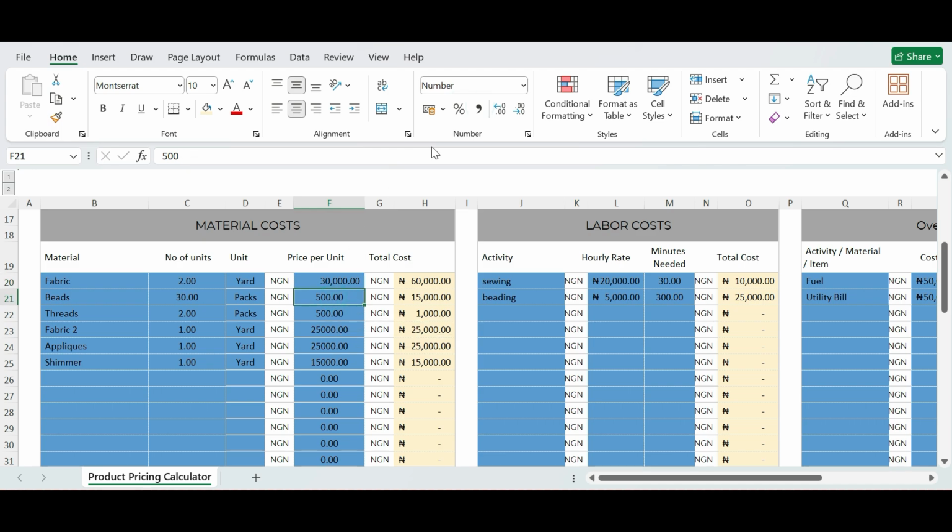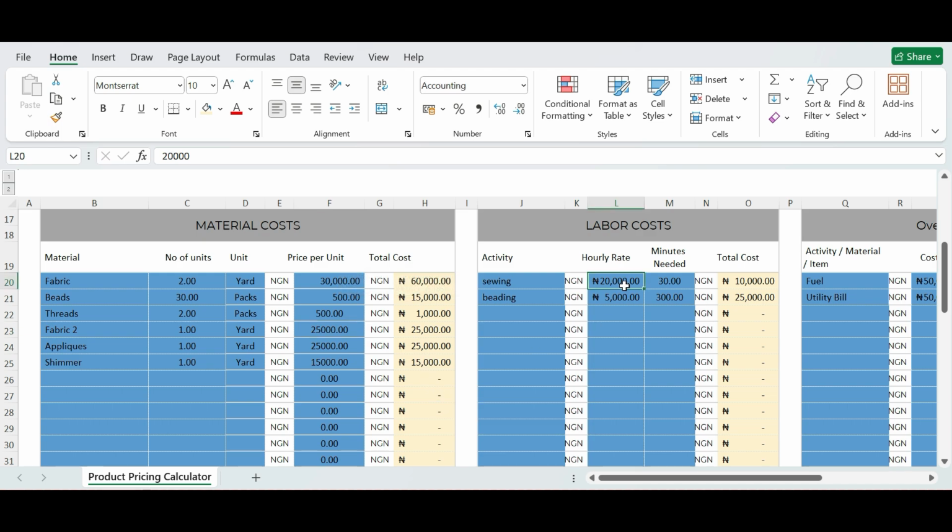Maybe for beads, it's 500 a pack, and I'm using 30 packs to bead it. Same with thread, maybe 500 a pack. Cost, and you're using 2, that's 1,000. So basically all you have to do is input the price per unit you purchase it in the market. It gives you the total cost.